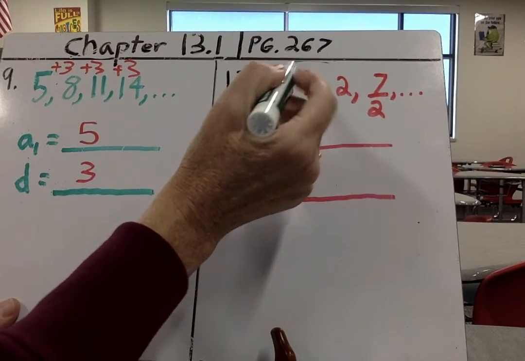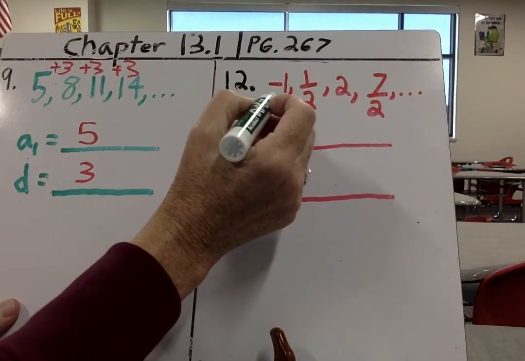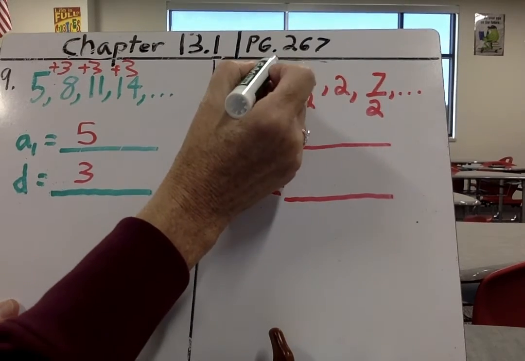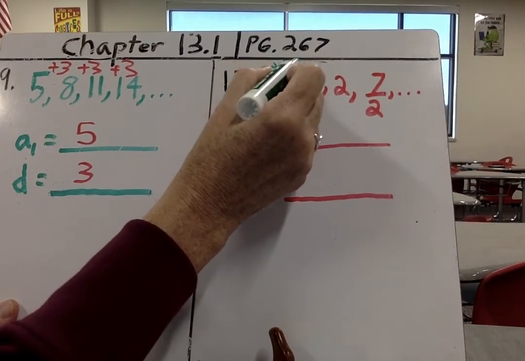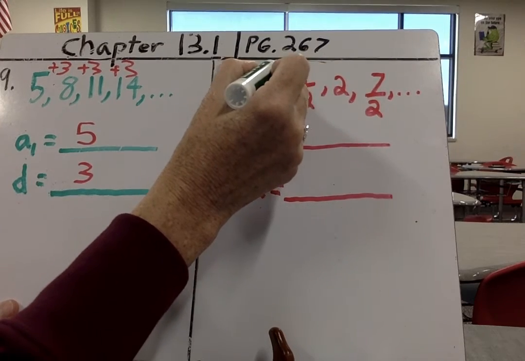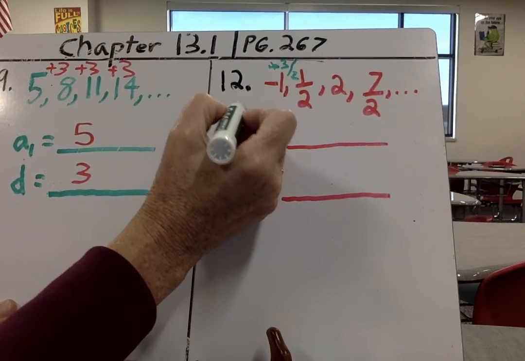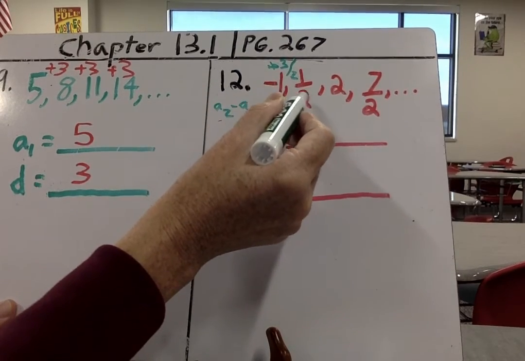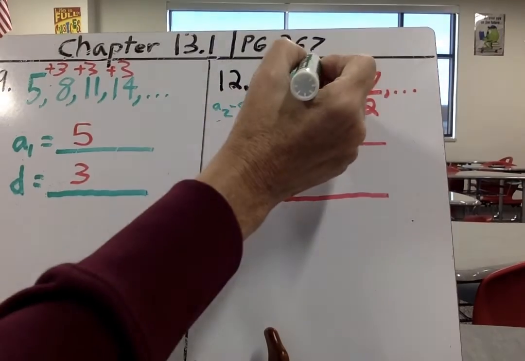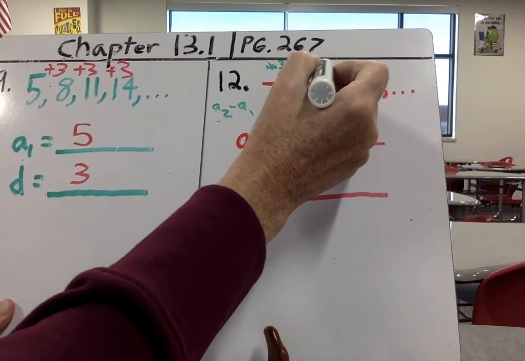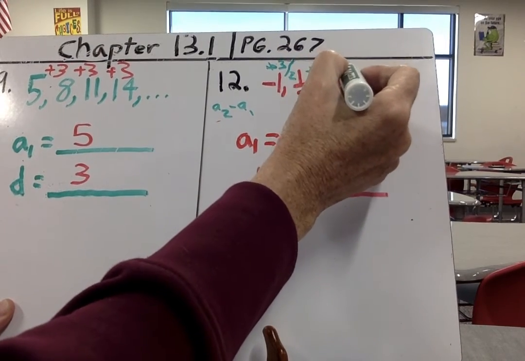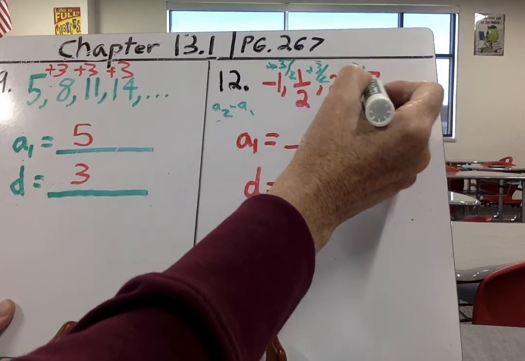Okay, so to get from negative 1 to 0 is 1 and then 1/2. So I'm adding 3 halves each time. And then the way to do that would be I take A2 minus A1. So if I go 1/2 minus negative 1, I get 3 halves. And then if I add 3 halves, I get 2. And if I add 3 halves to that, I get 7 halves.